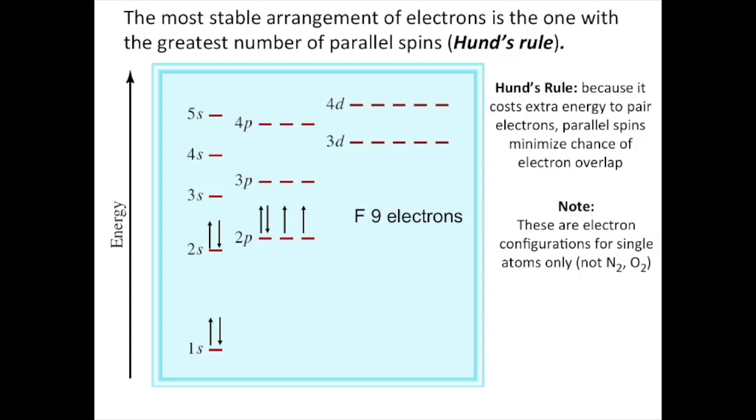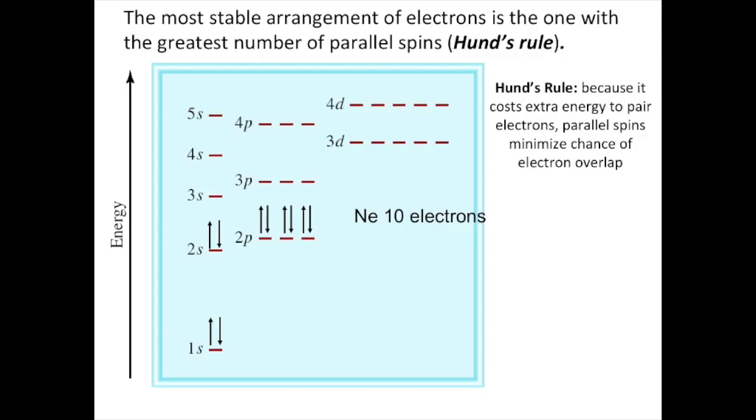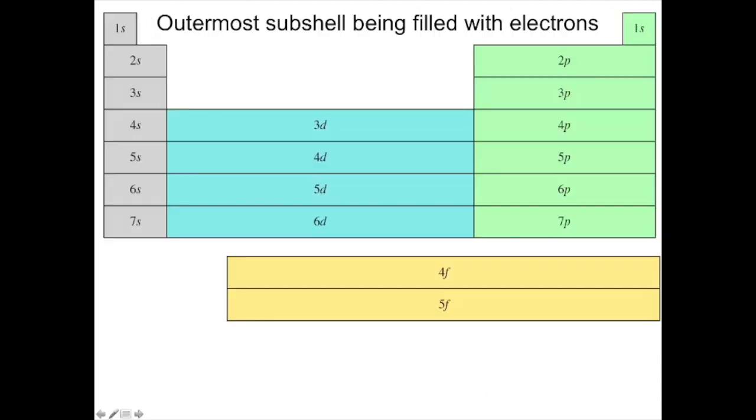When you get to fluorine, the 9th electron is paired. Here's its electron configuration. And when we get to neon, there's the 10th electron, and here's our electron configuration, 1s2, 2s2, 2p6. Okay, so then if you go look at this, the periodic table relates to electron configurations in a very critical fundamental way.